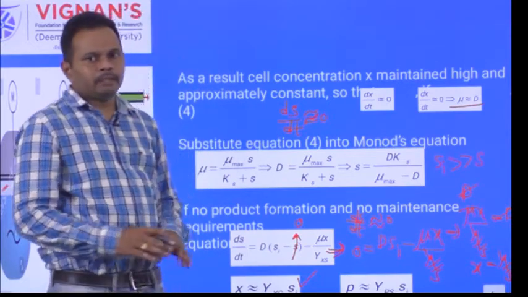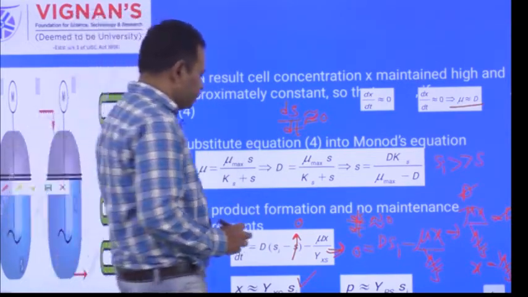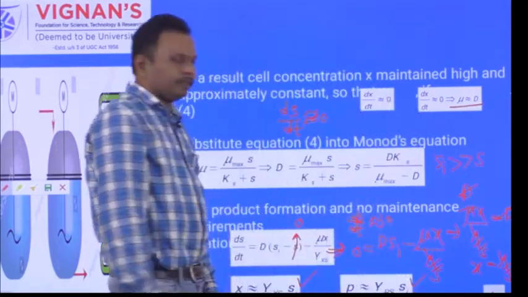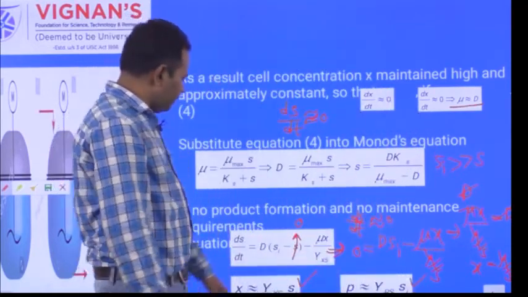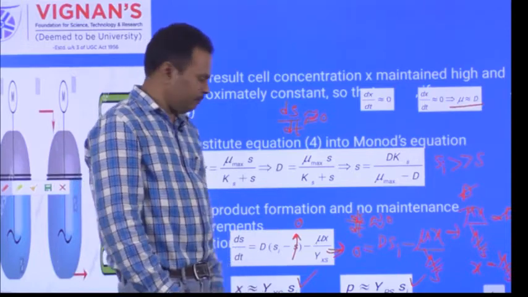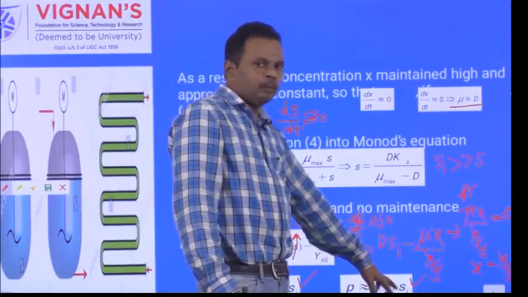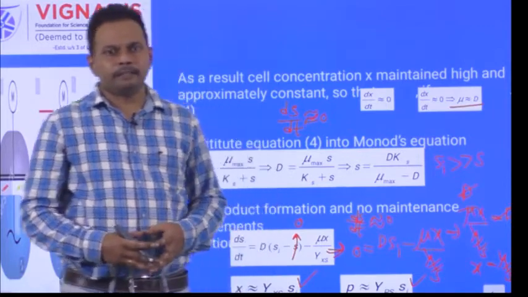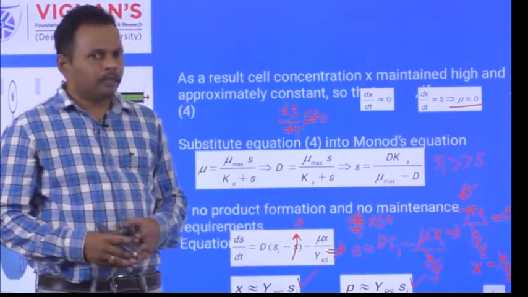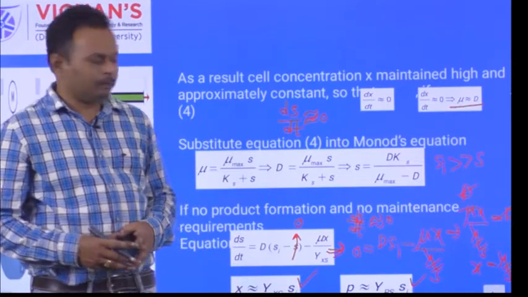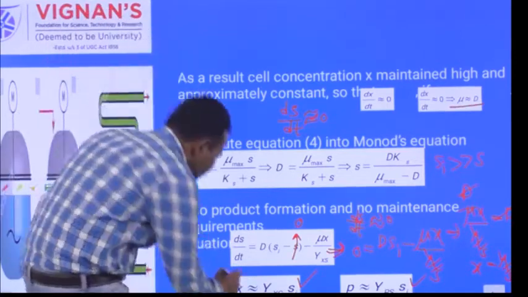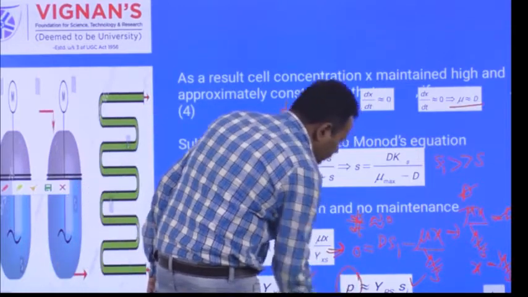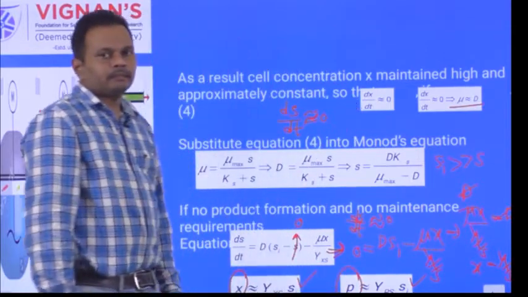Similarly, when you do the mass balance for the product, you can obtain the product concentration P is Yp/S into Si, similar to this one. This is actually Yx/S or Yx by S, both are the same. Yp/S or Yp by S, both are the same. Yx/S is the amount of biomass produced from the substrate consumed, and Yp/S is the amount of product produced from the substrate consumed. X is the cell concentration within the fed batch fermenter, and P is the product concentration within the fed batch fermenter.